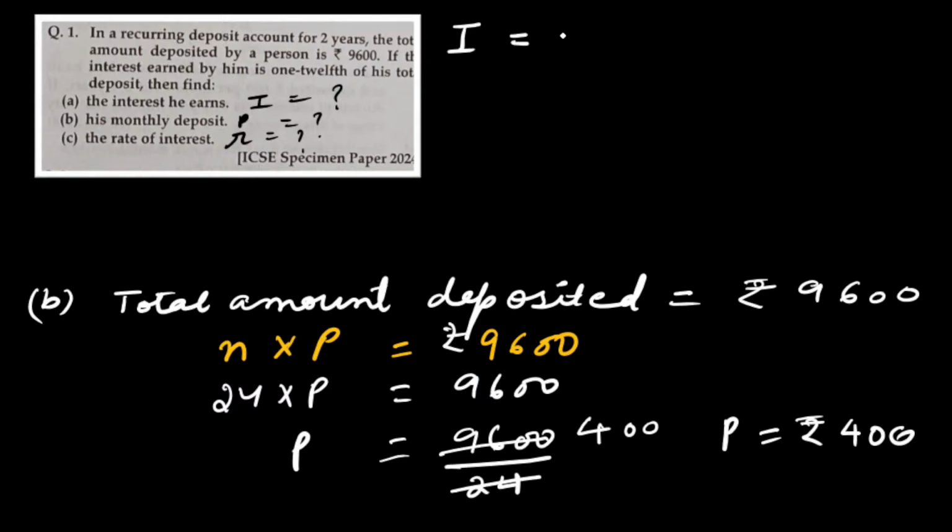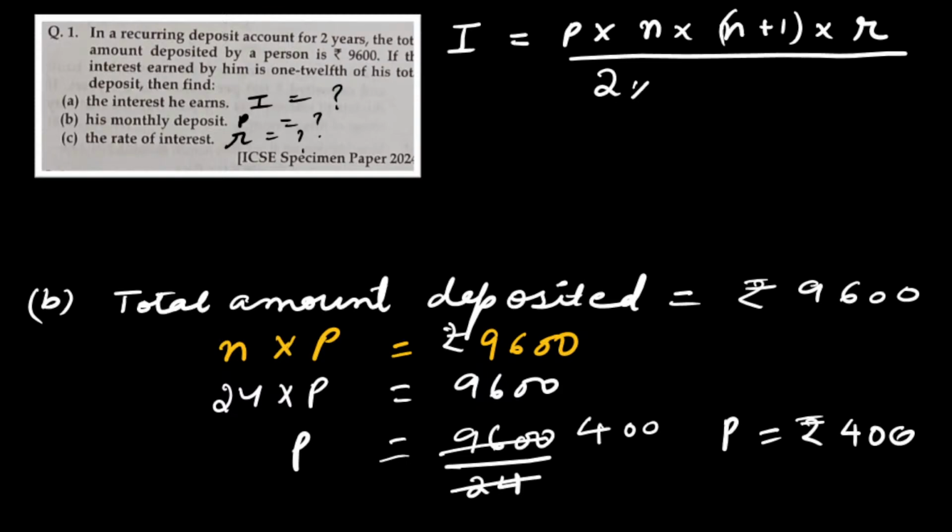I is equals to P into N plus 1 into R by 2 into 12 into 100. We know I is 800, we found in the first part. So here we'll substitute the values. I is 800, we found in the first part.